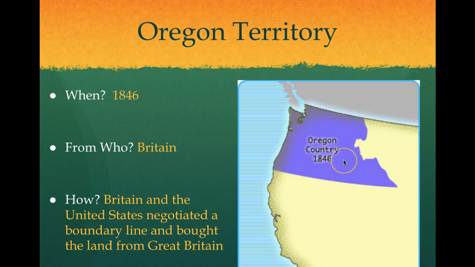Next is Oregon Country. We got this piece of land in 1846, and I know it's funny because it's Washington and Oregon now, but it was only Washington back then. We got it from Britain. So Britain had this piece in Canada up here. They also had this little piece here. Everything else at this point belonged to the Americans, the United States. So we negotiated a boundary line right here, which is between Canada and Washington, and bought Oregon Country from Britain. And that's why we now have the Canada-Washington border.